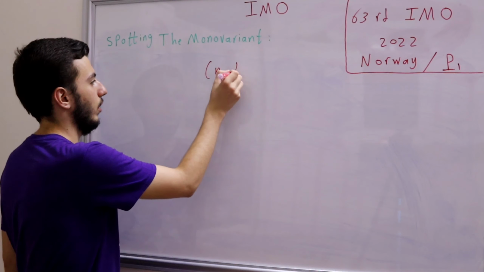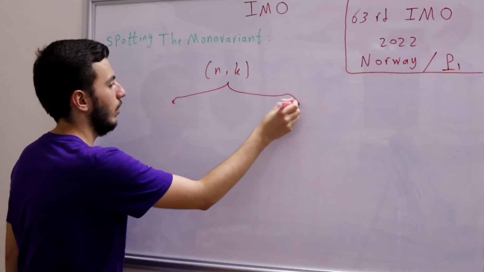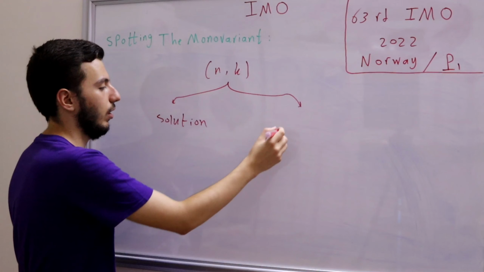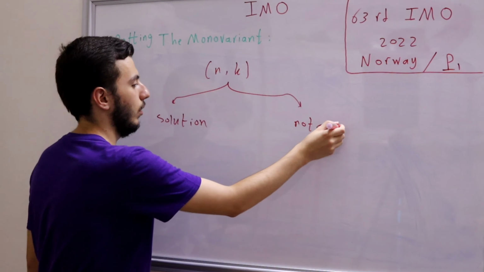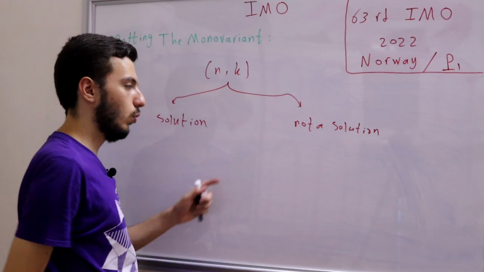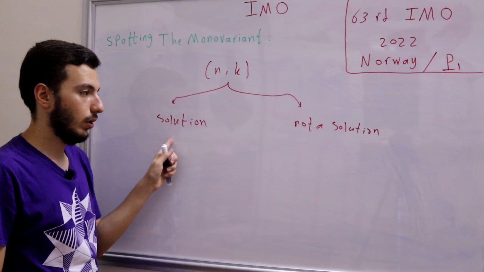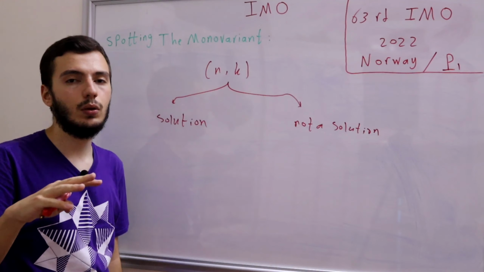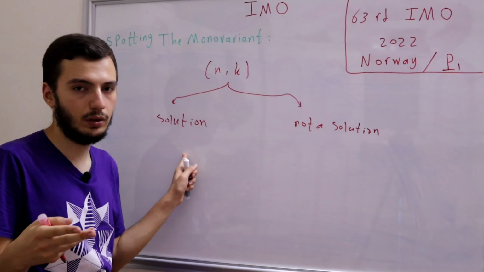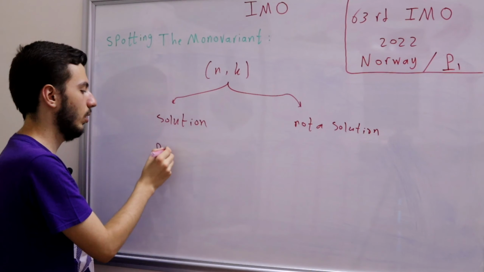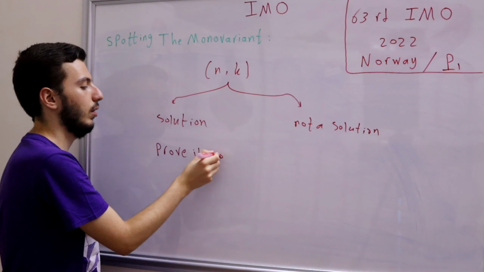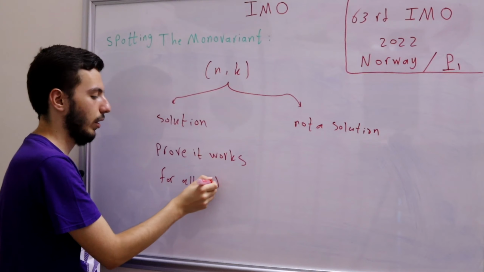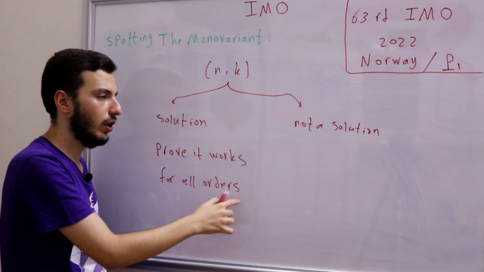Either this (n, k) is a solution or it is not. Okay, so what do we need to do in each case? When the pair (n, k) is a solution, we need to prove that it works no matter what the initial order is. And usually this is more difficult. So here we need to prove that it works for all orders. And here is actually the heavy part.